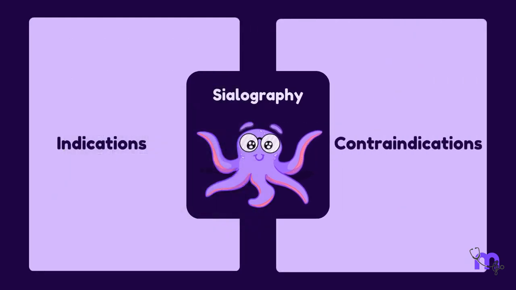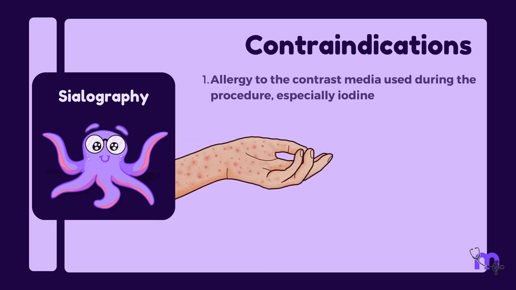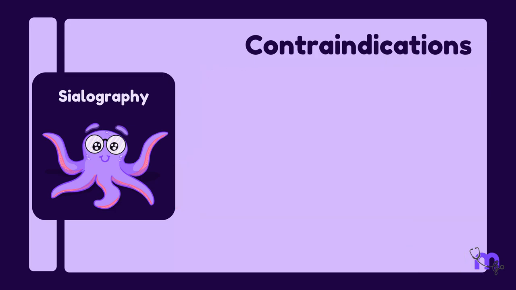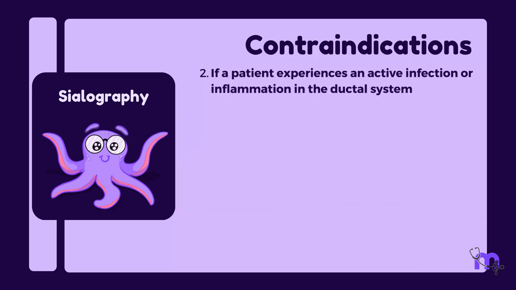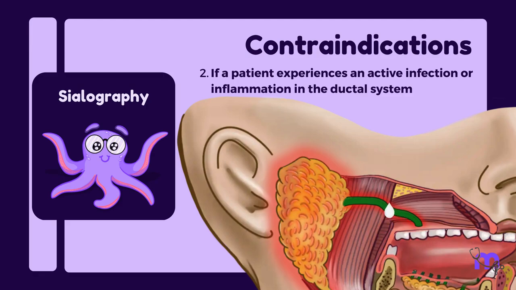While sialography offers valuable insights, it is not suitable in some instances. Here are some situations where it might not be the best course of action. If the patient has a known allergy to the contrast media used during the procedure, especially iodine, sialography is contraindicated. Sialography is best avoided if a patient experiences an active infection or inflammation in the ductal system. During this time, the lining of the ducts is already compromised.